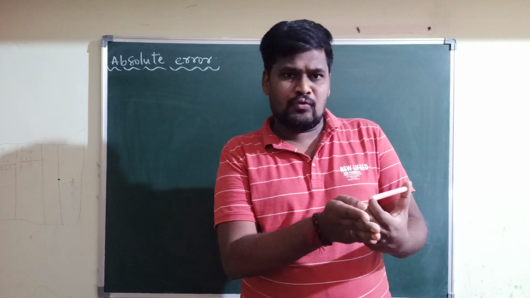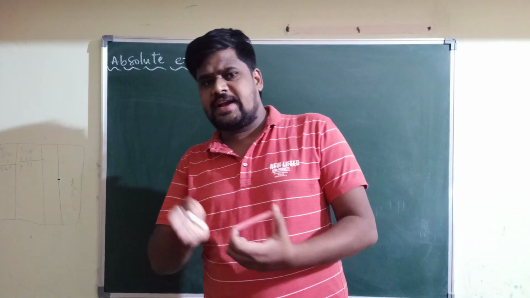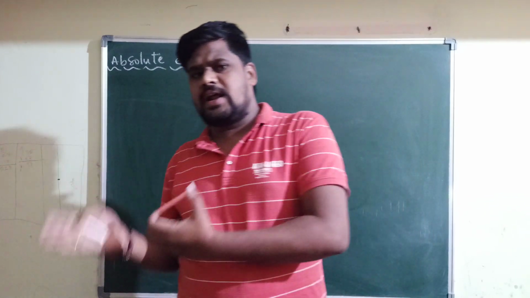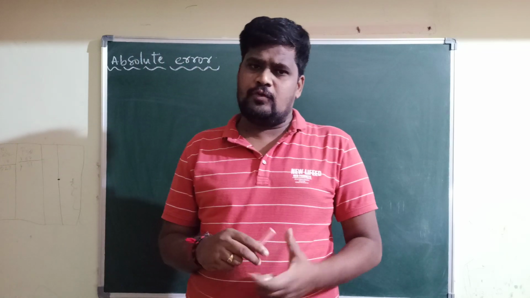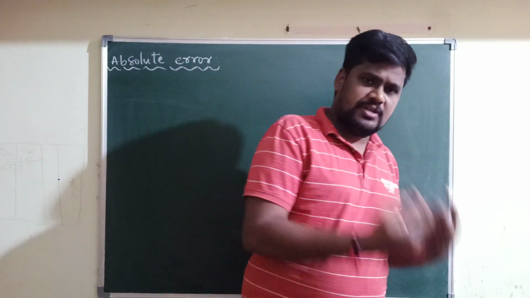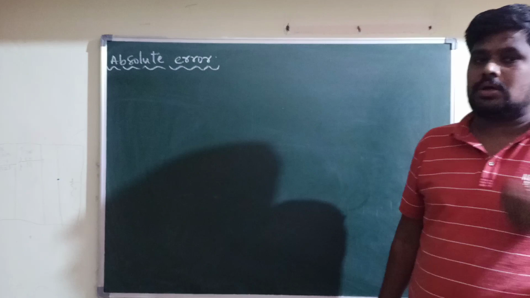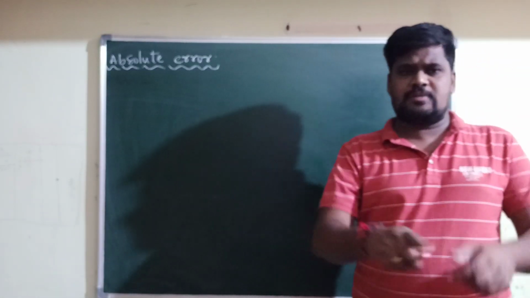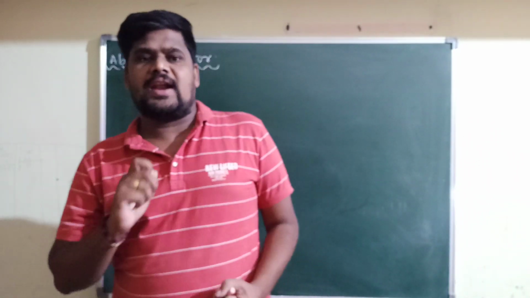A1 is the first trial of your measurement, A2 is the second trial of your measurement, A3 is the third trial of your measurement, AN is called the Nth trial of your measurement. So whatever measurements you are estimating, those measurements must be repeated N times. And these are called N number of measurements of the same physical quantity, so we'll call them trials.